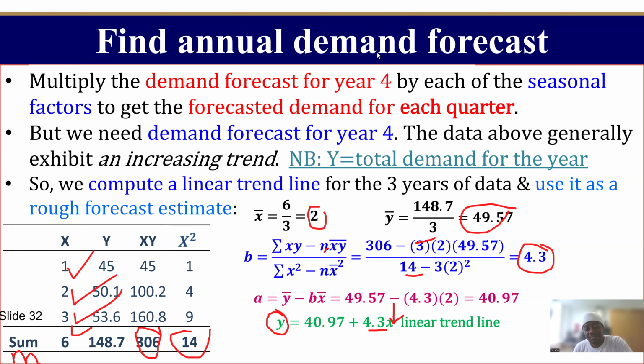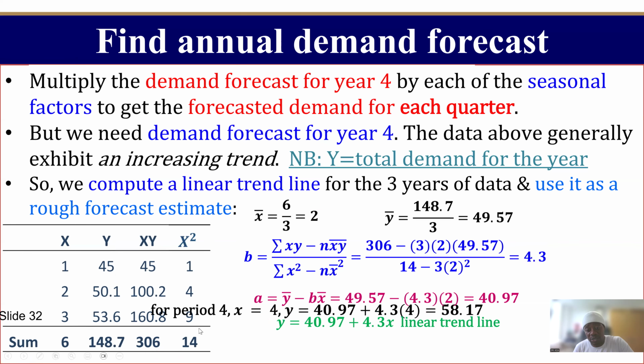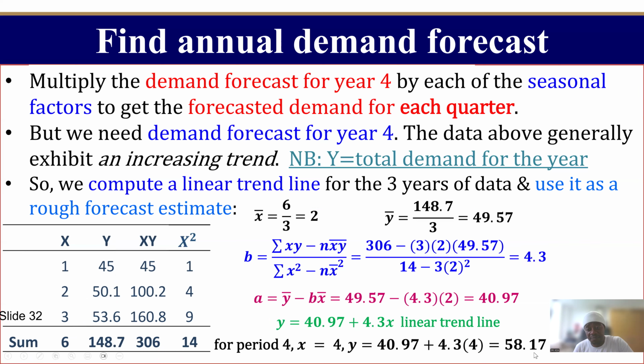So once you get this value, by the way, the value is equal to this. Let me just show you the value. When you do that, you're going to get this value, 58.15. That is for year 4. What do you think we need to do now to this value to get the quarterly demand forecast?